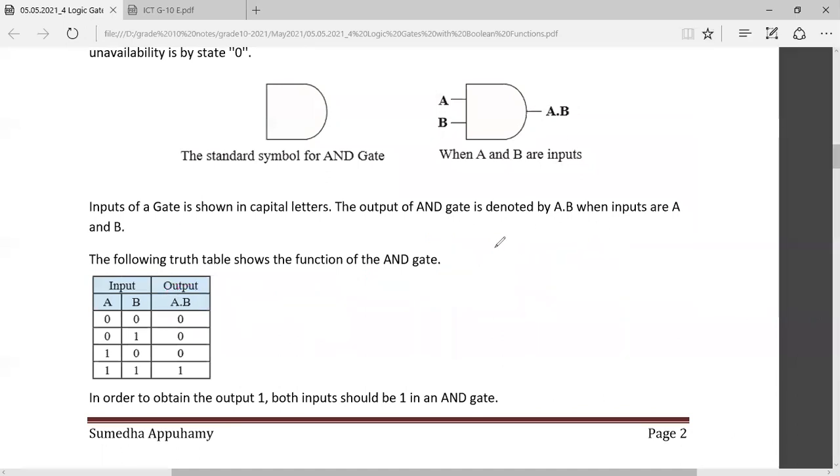Now think, okay, write the output of this one. Write the output of this. Here you are having M N.